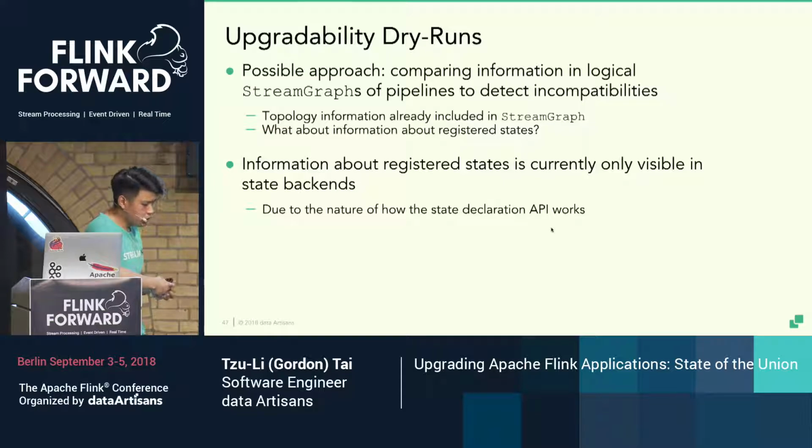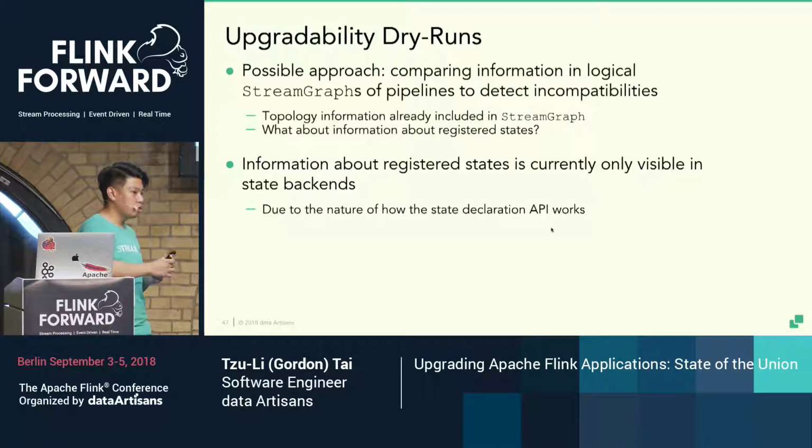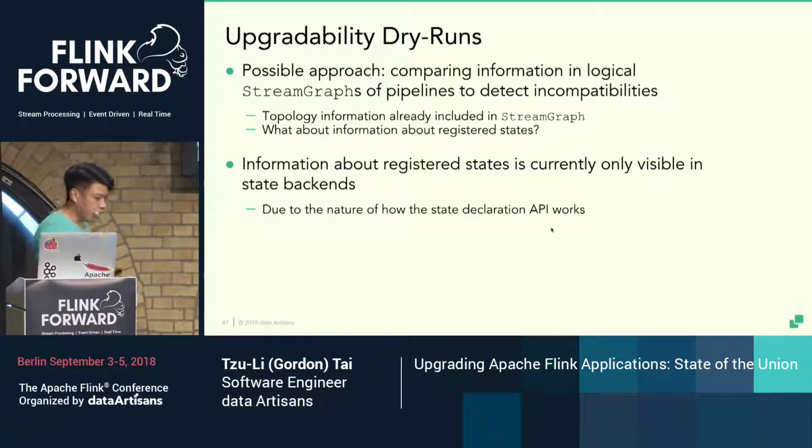But what about information about registered states? Can I just compare the job graphs and know that some registered state is now incompatible because of the serializer? This is impossible right now, because the information about registered states is currently only visible in state backends. The way state registration works is that we register it during runtime, so only the state backends will ever know what state is actually registered, right?